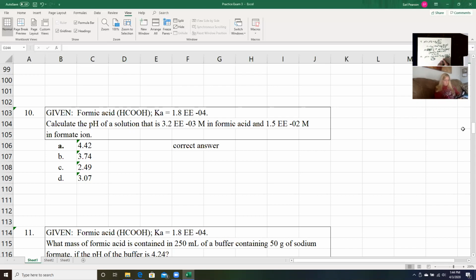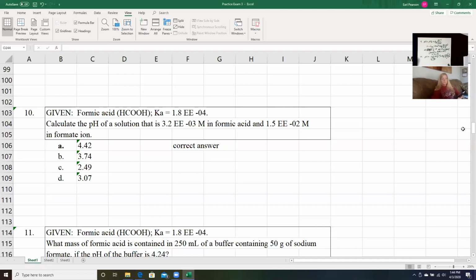Oopsie daisy. Did I set that up right? I have 1.5 times 10 negative 2 in formate ion, that's right. And formic acid is 3.2 times 10 negative 3. And the Ka is 1.8 times 10 negative 4. Well, let me run the numbers again. I'm not getting the answer that's on the test.